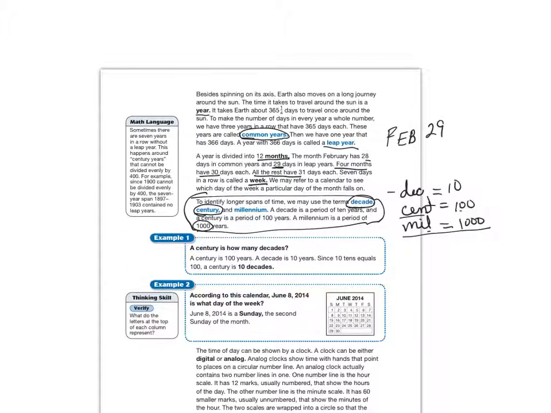Question 1, a century is 100 years, a decade is 10 years. Since 10 tens equals 100, a century is 10 decades. And a millennium is 10 centuries.